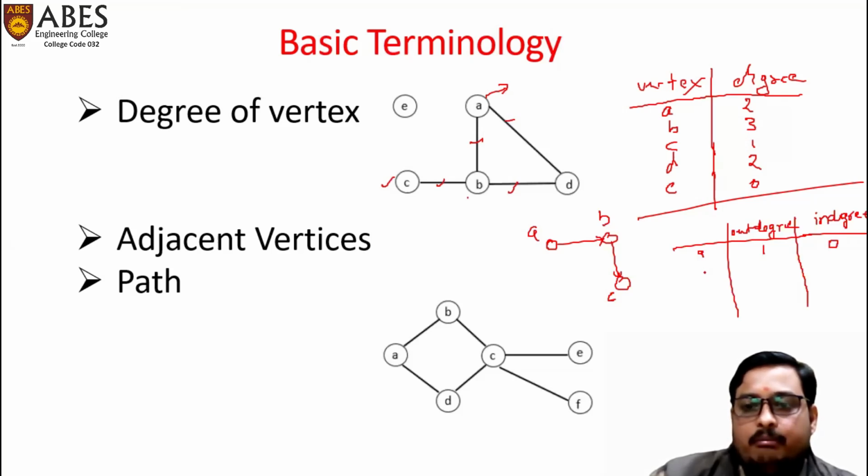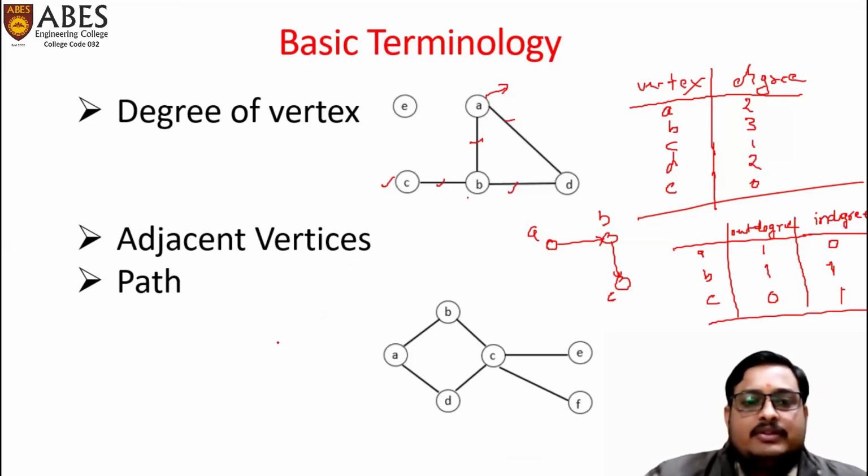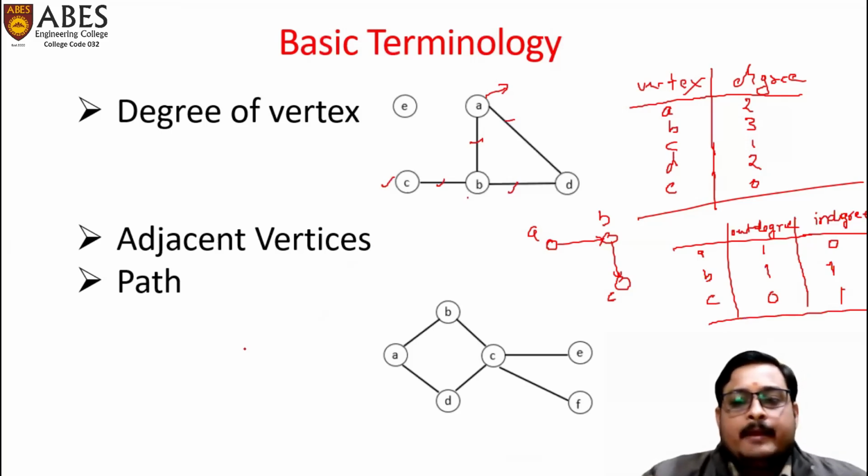If we talk about B here, it has 1 in-degree and 1 out-degree, because one edge is coming in and one edge is going outside from B. In C, we have out-degree 0 but in-degree 1. Like this, we can calculate the in-degree and out-degree. These are the basic things we should know before performing any operation or studying graphs.